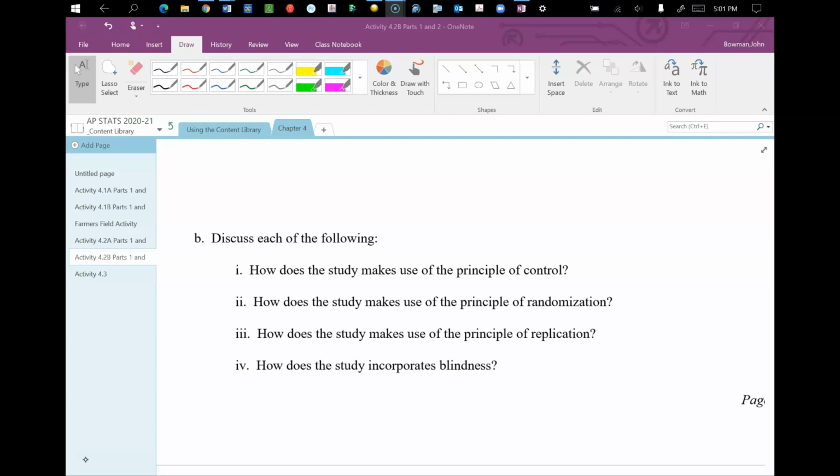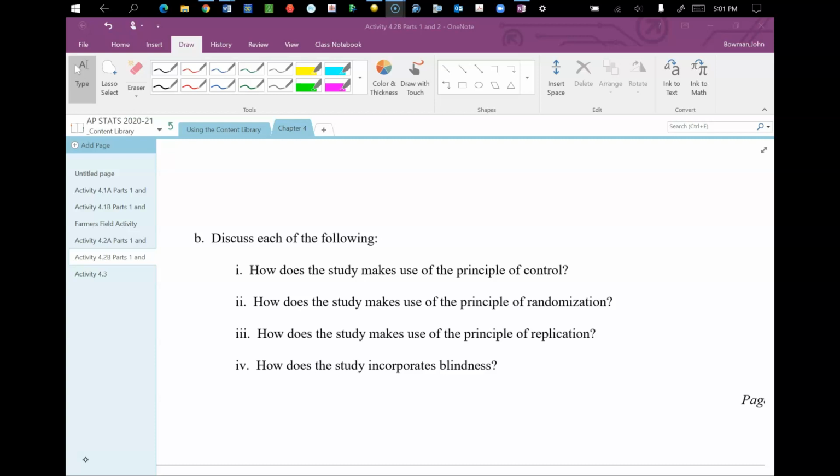How does this study incorporate blindness? Blindness is incorporated here by the use of a placebo. The mothers did not know if they received AZT or a placebo. And I would argue that this also affects or is related to control. It controls the placebo effect. It does not eliminate the placebo effect.